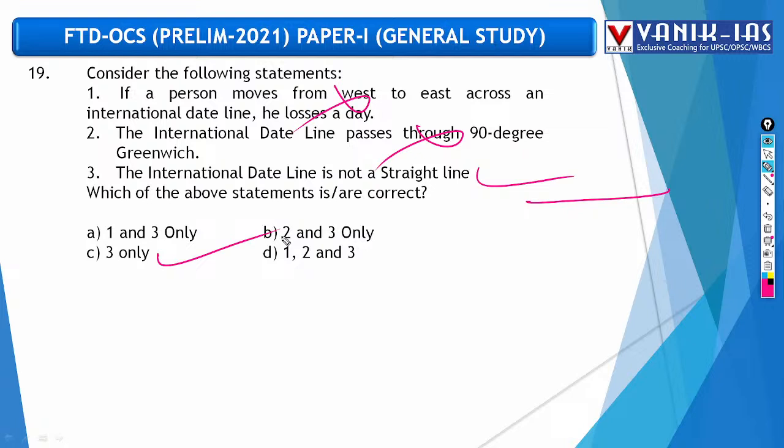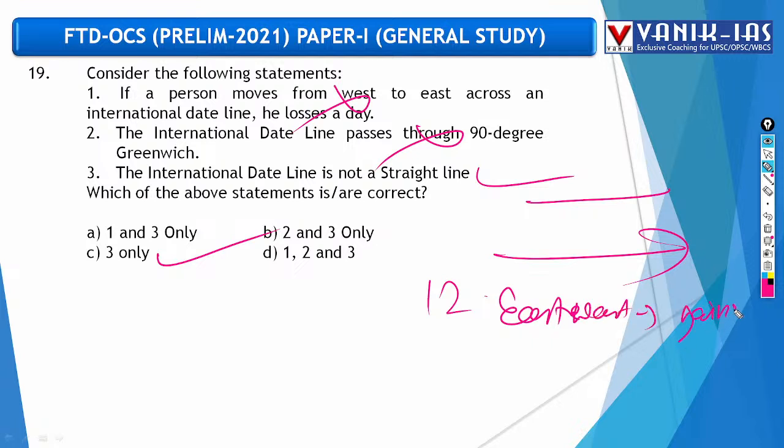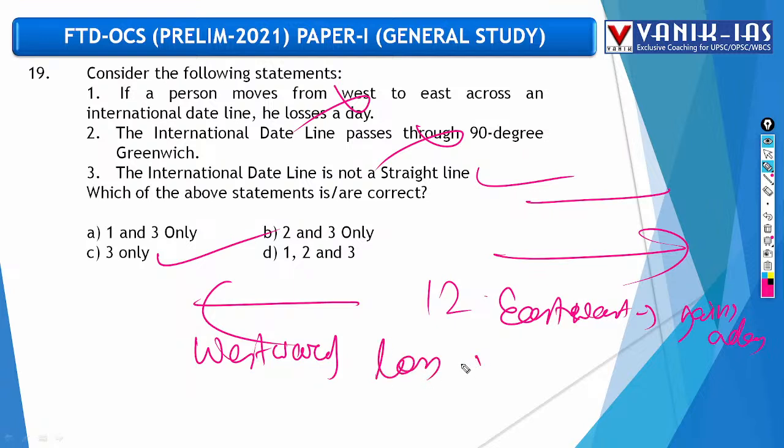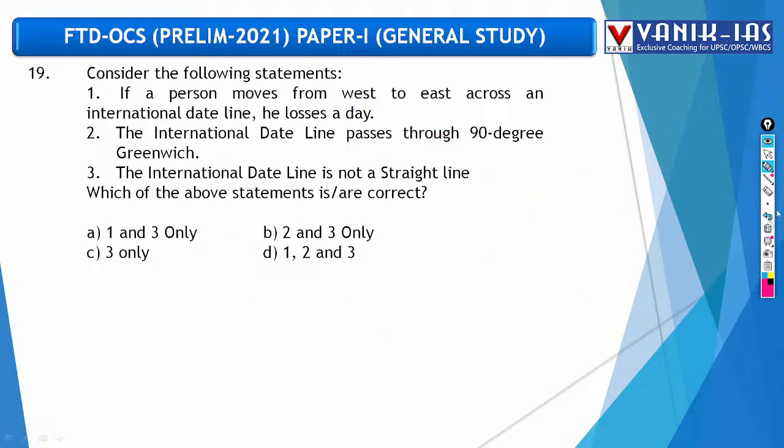Remember, when a traveler goes eastward, he gains around 12 hours. So it is not that he loses a day. When he moves eastward, that is from west to east, he gains a day. When he moves in the westward direction, he loses a day. This is the international date line. So 3 only is the answer. The first two statements are wrong.